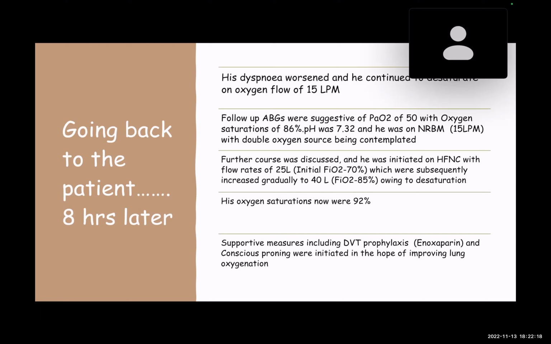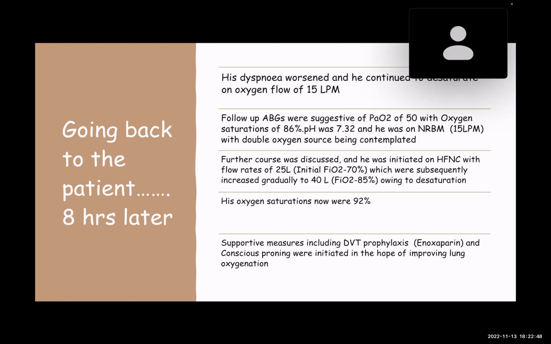In the further course, it was discussed and he was initiated on HFNC with a flow rate of 25 liters initially with FiO2 70%, which was subsequently increased to 40 liters with FiO2 85% owing to the desaturation. On this setting, his oxygen saturation improved to 92%. Along with this, he was started on DVT prophylaxis with enoxaparin 0.4 ml subcutaneous daily, and conscious proning was initiated in the hope of improving lung oxygenation.